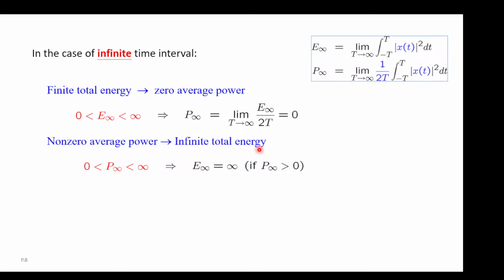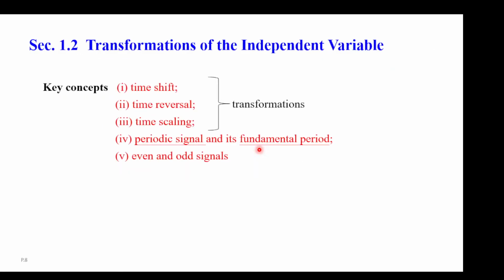Any questions? If not, then let's go to the transformation of the independent variable. This will be the first class. We have a lot of transformations. Basically, we do transformations on independent variables, so basically, we do transformations on time. The first 3 are transformations, and the last 2 are related concepts derived from the transformations.